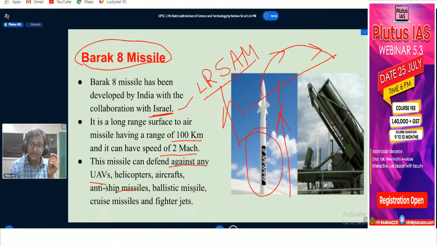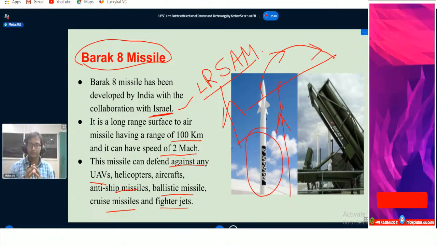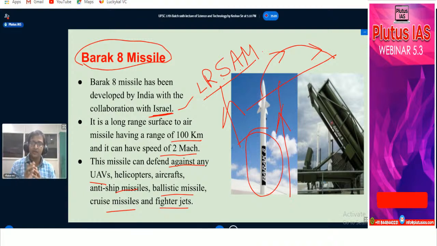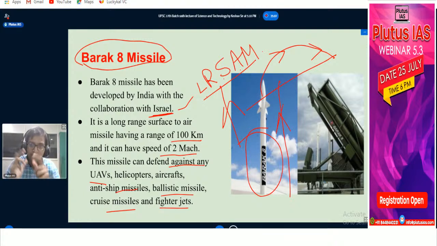Any anti-ship missile, any ballistic missile, any cruise missile, or any fighter jet. So whatever is possible by your enemy, you can defunct their function.